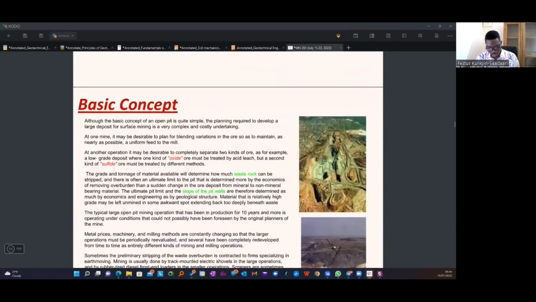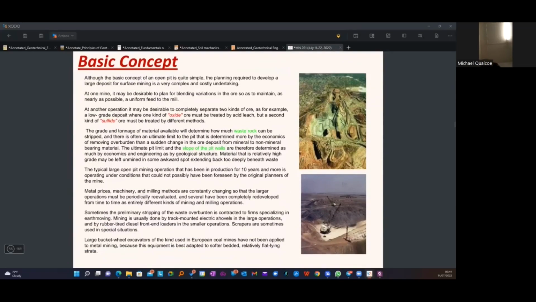Then 12 o'clock knocked and we had to close the class. And so today we want to find out the basic concepts regarding mining, surface mining in general.